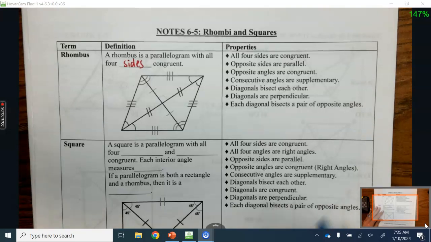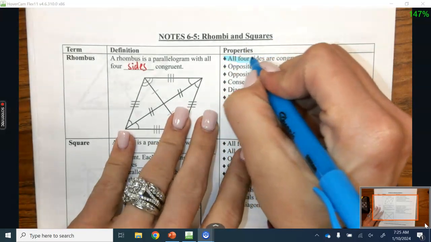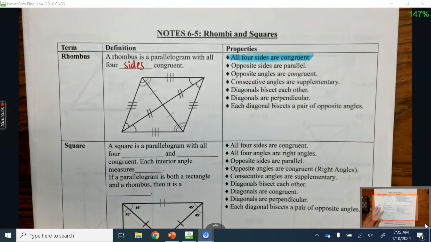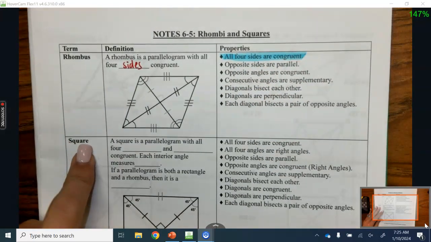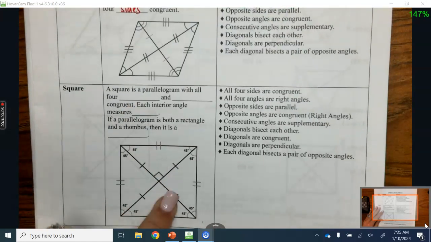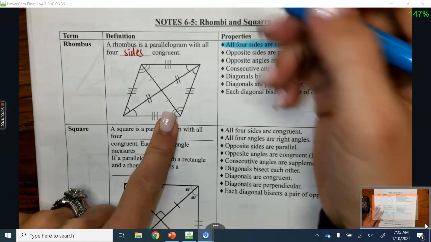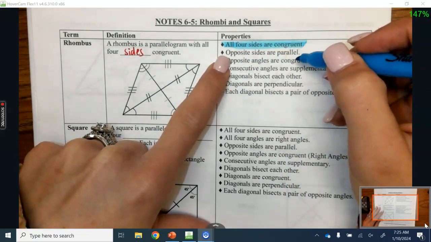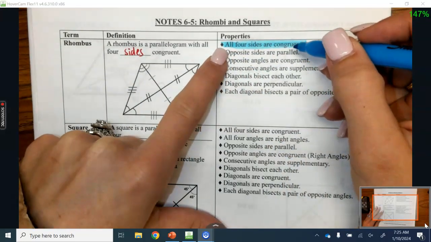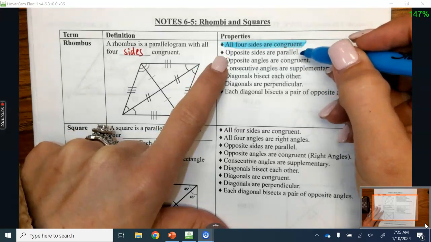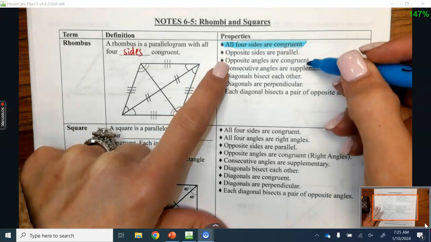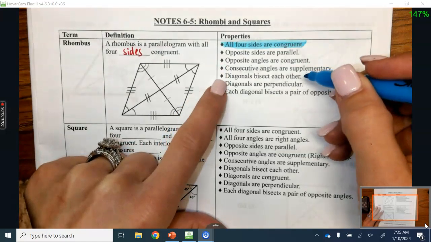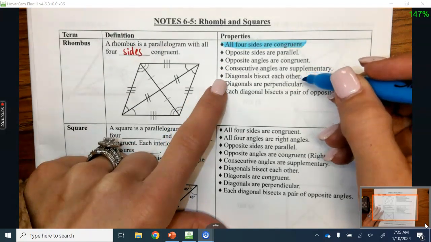Okay, so this is something new. All right, in a rhombus, all four sides are congruent, kind of similar to a square, right? However, the difference here is obviously going to be the angles. Okay, so it is a parallelogram, meaning all the same properties of parallelograms hold true. We also have four congruent sides. Okay, opposite sides are parallel, opposite sides are congruent, consecutive angles are supplementary, diagonals bisect each other.